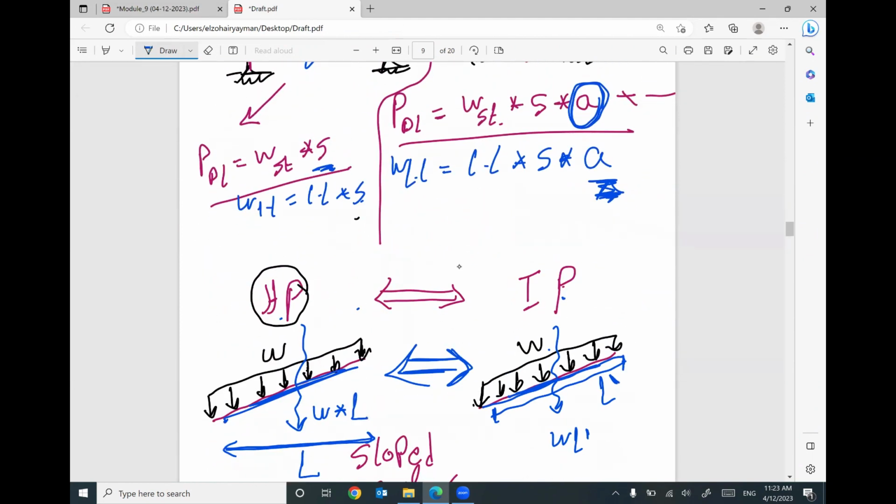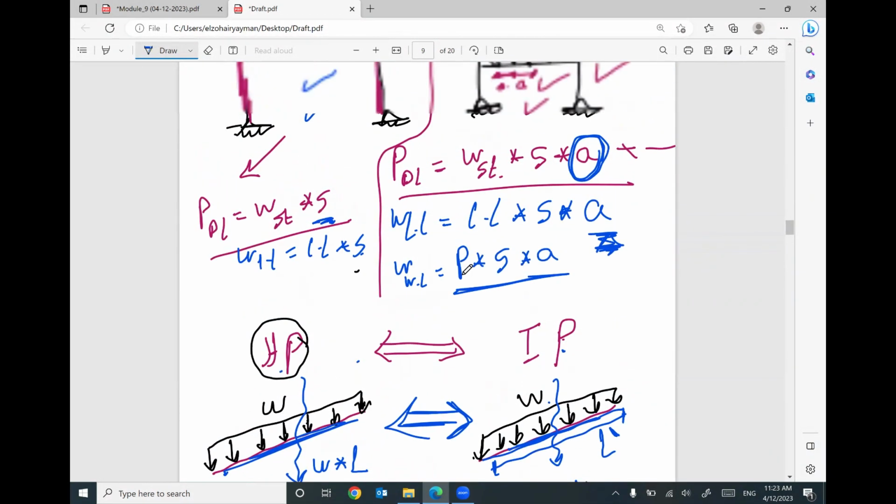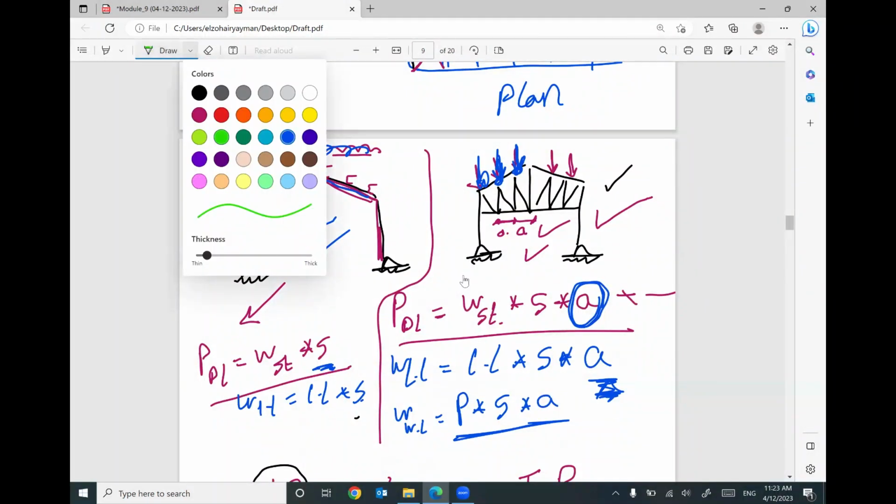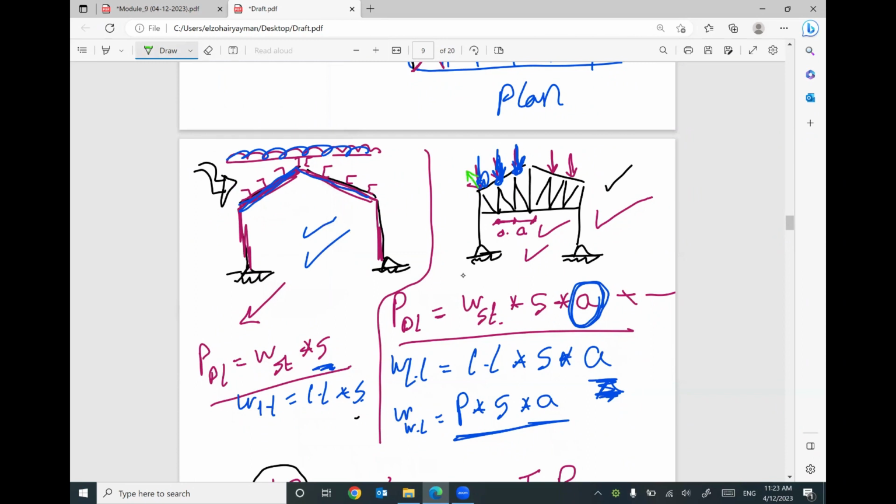If you go back to truss, you will find the W for wind load equal pressure times S times A. Why? Because we will convert the pressure of the wind load to a concentrated load at each node, at each joint of the truss. This is not the case for frame. We need only W wind load equals the pressure times S. No need for anything else.